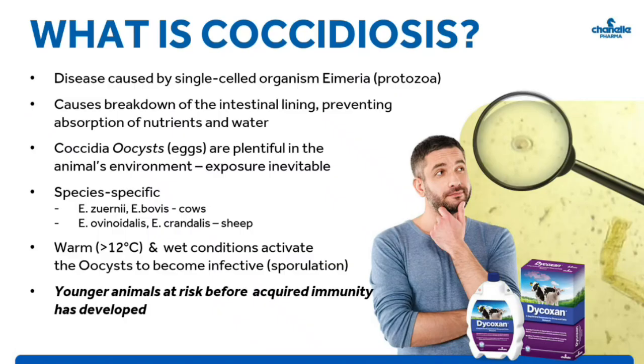The final point is extremely important. Young animals are at great risk before they develop acquired immunity to the parasite. We want to limit exposure, but not completely prevent it. We want exposure to happen in a controlled way early in life in order for acquired immunity to develop, but we don't want young animals to become clinically impacted and overwhelmed.